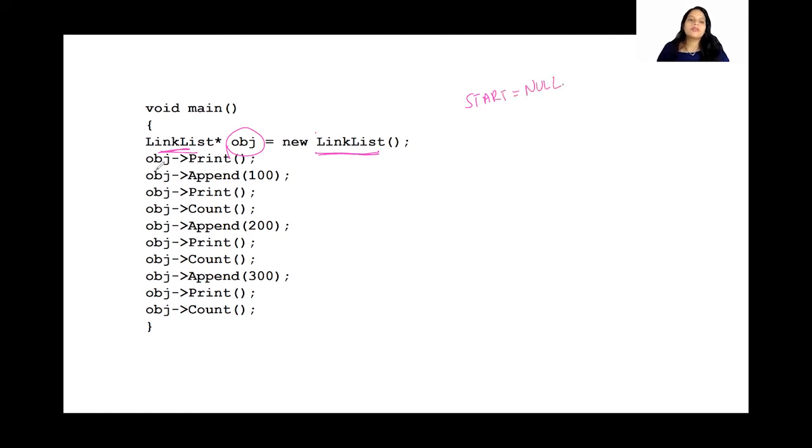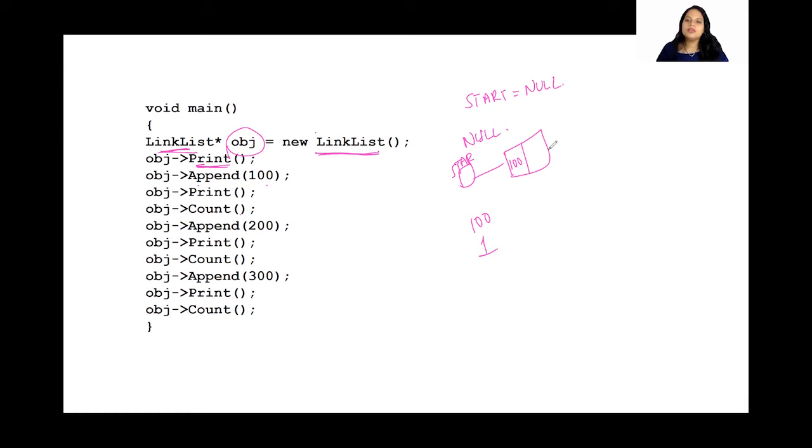Now, first I'm going to say object print. I'm going to call the print function. Initially, what is going to happen? The start is going to become null. Then I'm saying print. So when I print, what is it going to come as? It is going to come as null, isn't it? There are no values. Then I'm saying append. When I say append, I'm going to create a start, and I am adding a data 100. Now when I print, I am going to get 100 as a value. Now when I count, what is going to be the output? I am going to get 1 node, right?